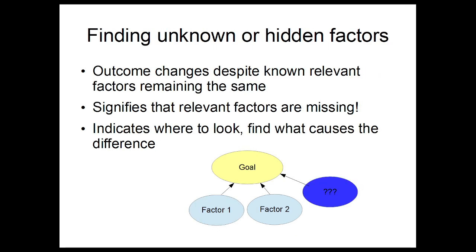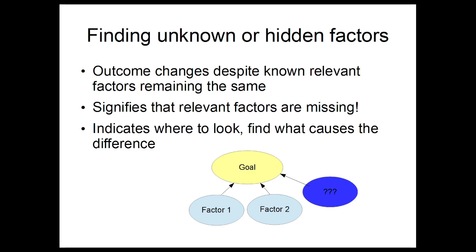Now, that all is a bit intuitive, but something that's a bit harder to see, but is also really important, is how you would identify if there are unknown or hidden factors. How would you know if something's missing? So once you think you've got everything, once you think you know all of the relevant factors, how would you figure out if you're missing something?